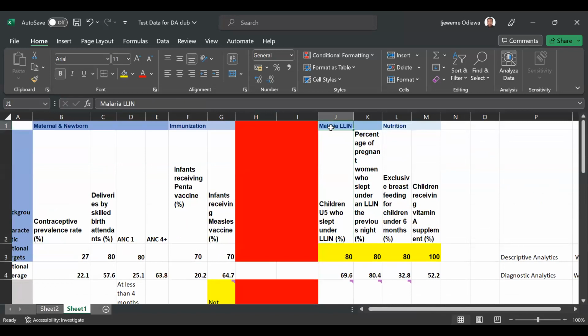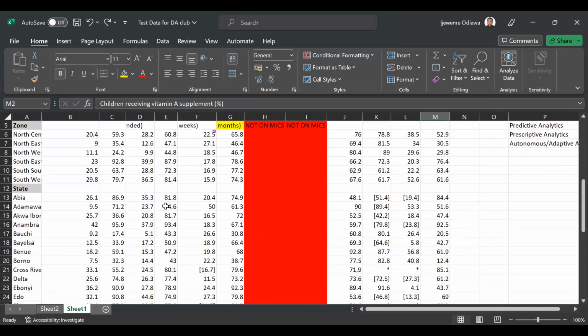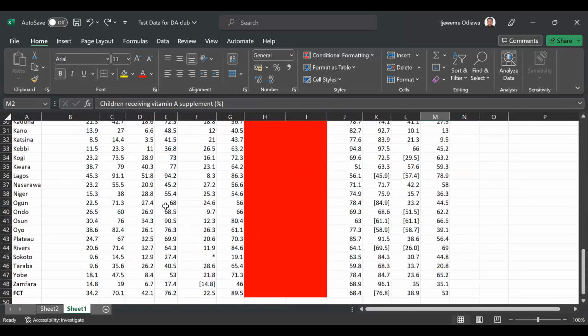Then there was data on malaria. And malaria, this LLIN was on long-lasting insecticide nets. That is looking for how many people actually use insecticide nets in the country. Then this was on nutrition. How many babies are exclusively breastfed for 6 months, and how many children are receiving vitamin A supplements in Nigeria. This data set was made available by a survey, and we have the data for the entire country.